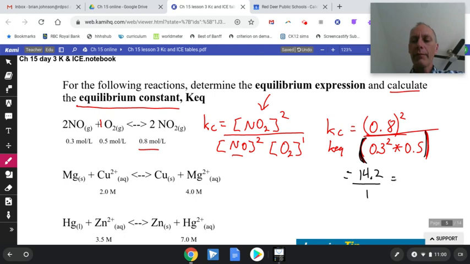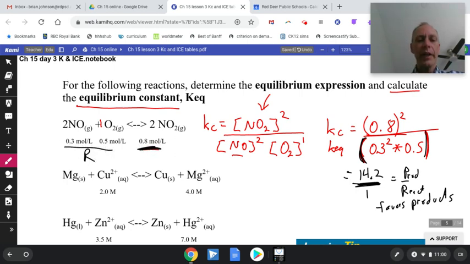Why do I do that? It shows me the ratio of products to reactants. So in this chemical reaction at equilibrium, we have a lot more product than we do reactant, or we would say that it favors products. The chemical reaction ends up on the product side with more product, less reactant.